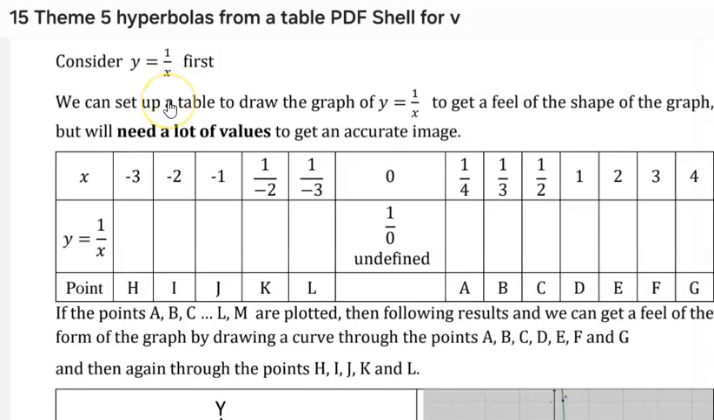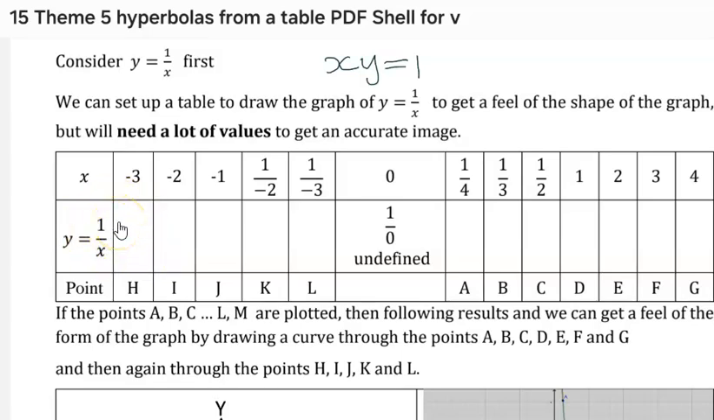We see that since y is equal to 1 over x, we can also write xy is equal to 1. That means that x and y are inversely proportional. And contrary to a straight line, we can't just use 3 values to draw this hyperbola. So on my table, I've listed a few values like what you can see here, and then I will plug them into my formula, 1 over x.